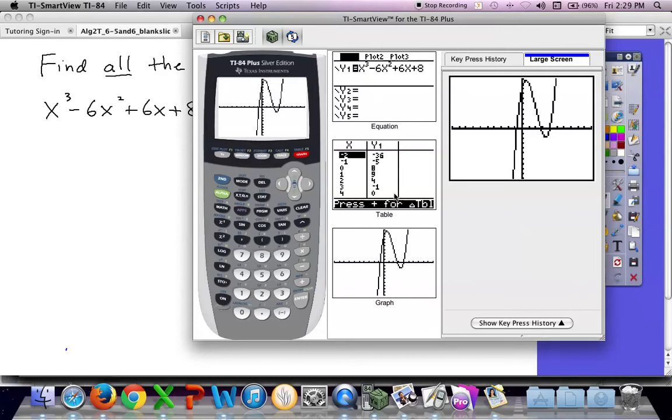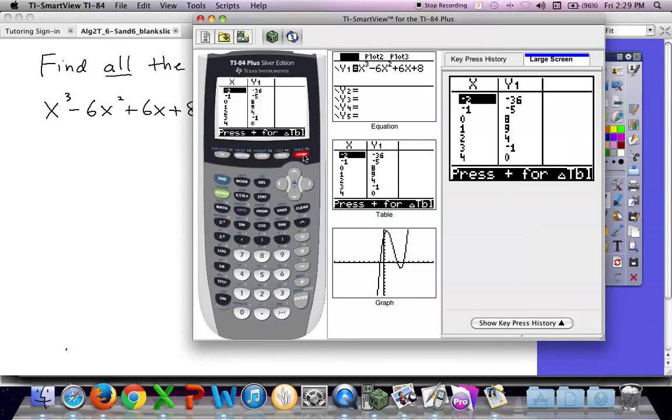Look in the table of values in your calculator. Go to second graph, and just look to see at x equals 4, sure enough, y equals 0. So we did find one rational zero by doing that. What's that, Peter?